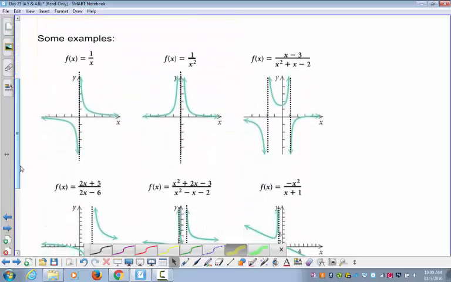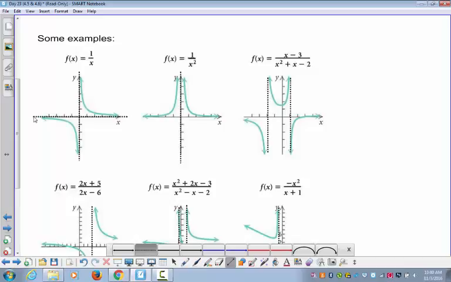So 1 over x, that's probably the simplest rational function of them all. That graph is actually called a hyperbola. It's a tilted hyperbola. You learned about hyperbolas in 121 or somewhere. And it has an asymptote along the y-axis, a vertical asymptote. And 1 over x also has a horizontal asymptote along the x-axis. So it's got 2.